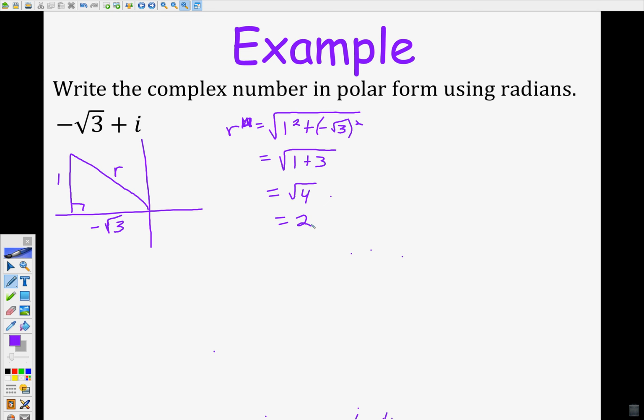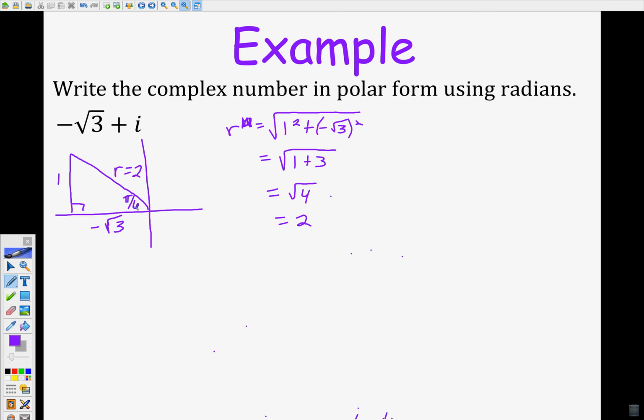Ha! If I would have paid attention earlier, I should have recognized this as my special right triangle, shouldn't I? Because I have my 1, 2, square root 3, which means that this is 30 degrees, or pi over 6. So at this point, I wouldn't have even had to do Pythagorean theorem if I would have recognized my triangle. I just could have gone straight to r equals 2.